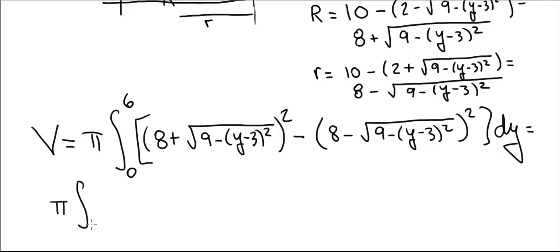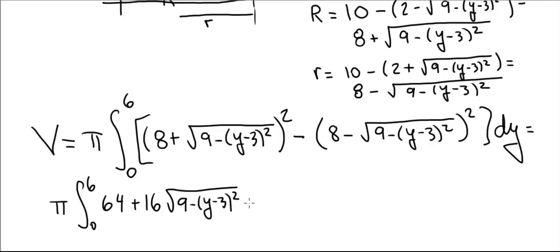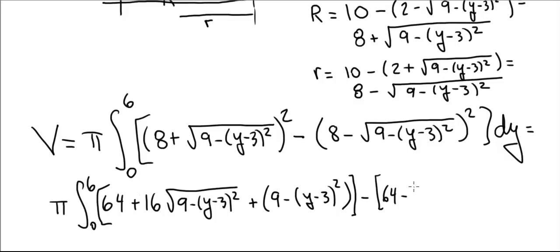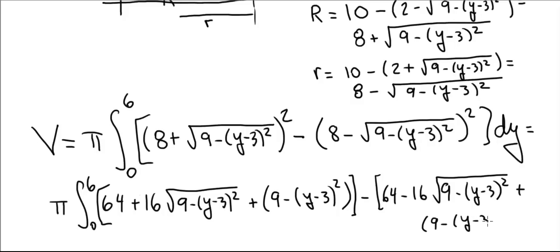Let's do a little bit of algebra. This is pi times the integral from 0 to 6 of 64 plus 16 times the square root of 9 minus (y minus 3) squared, plus, when we square the square root, 9 minus (y minus 3) squared. So that's the first part, minus 64 minus 16 times the square root of 9 minus (y minus 3) squared, plus 9 minus (y minus 3) squared, dy.